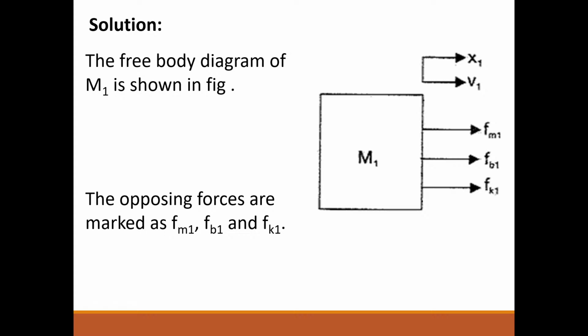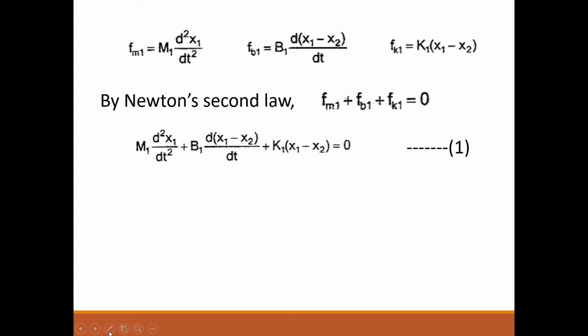Now write down the force balance equations. What is Fm1? Fm1 is equal to m1 d square x1 by dt square. Fb1 is b1 into d by dt of x1 minus x2. Why? Because b1 is between mass 1 and mass 2. That's why d by dt of x1 minus x2. Fk1 is equal to k1 into x1 minus x2. Why? Because k1 is between mass 1 and mass 2. So you have to consider the difference of the displacement.